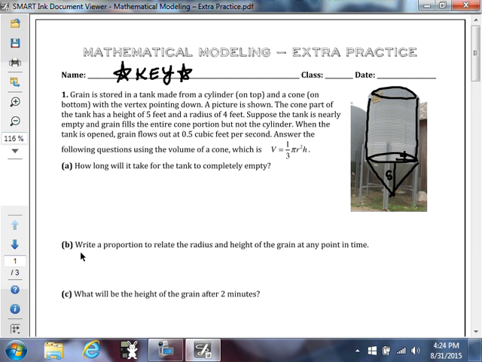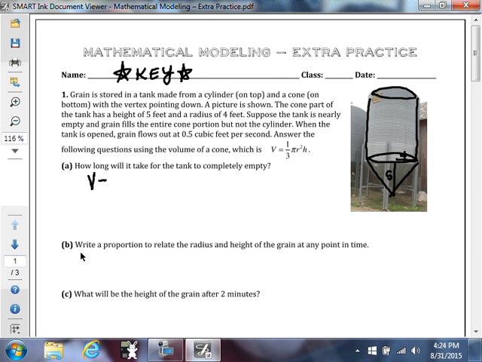Okay, suppose the tank is nearly empty and the grain fills the entire cone portion but not the cylinder. When the tank is open, grain flows out at 0.5 cubic feet per second. Answer the following questions using the volume of the cone, which is V equals 1/3 pi r squared h. So how long does it take for the tank to completely empty?